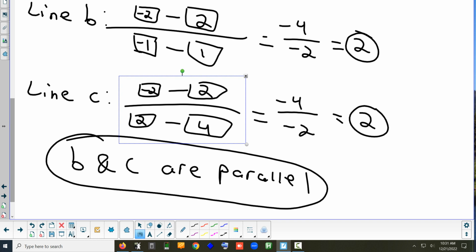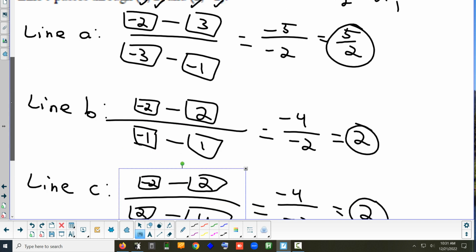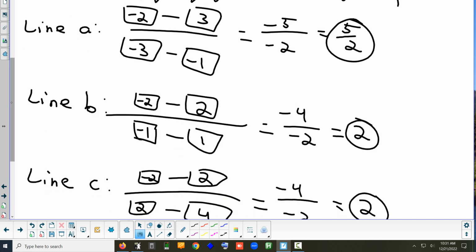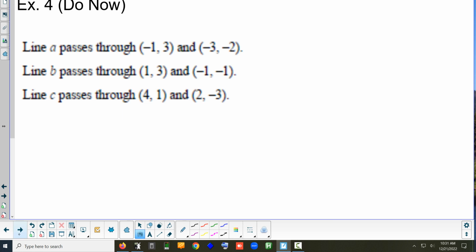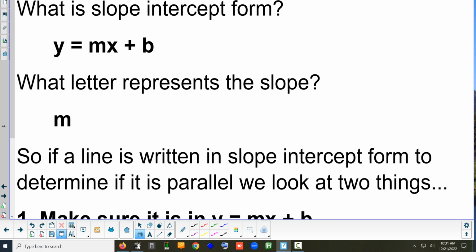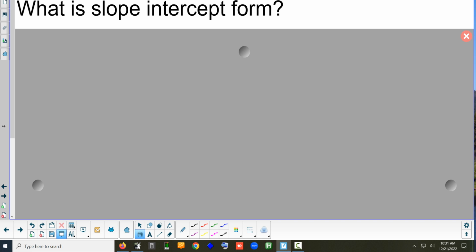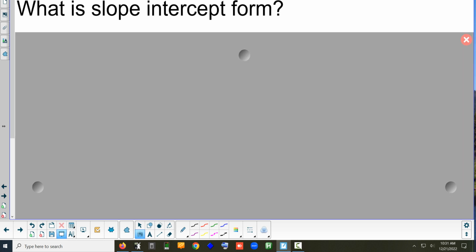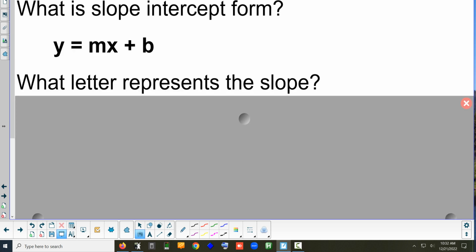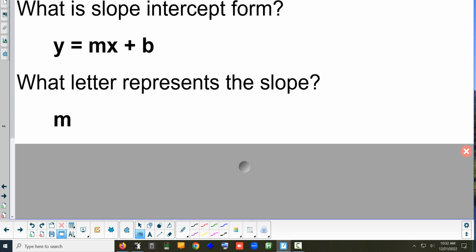Example 4 is exactly the same type of example, so I'm not going to go through finding the slope three separate times again. We'll skip that one and let's look at the last one. Reminder, you don't have to write this down because you already put it on Monday's notes. What is slope-intercept form? Y equals mx plus b. And what letter there represents the slope? The m.